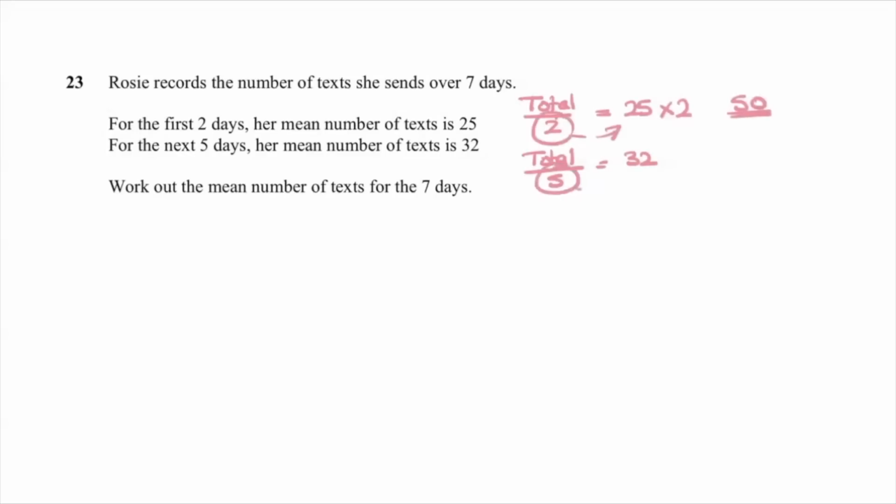Same process, times through by 5, and you get 160. I need to add those 2 to get my total number for the week. So 160 plus 50 is 210. You divide that through by the 7, and you get 30 texts on average a day.